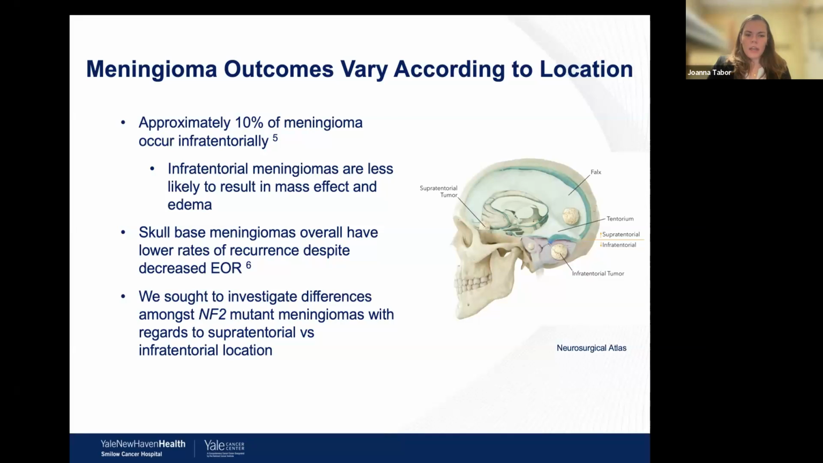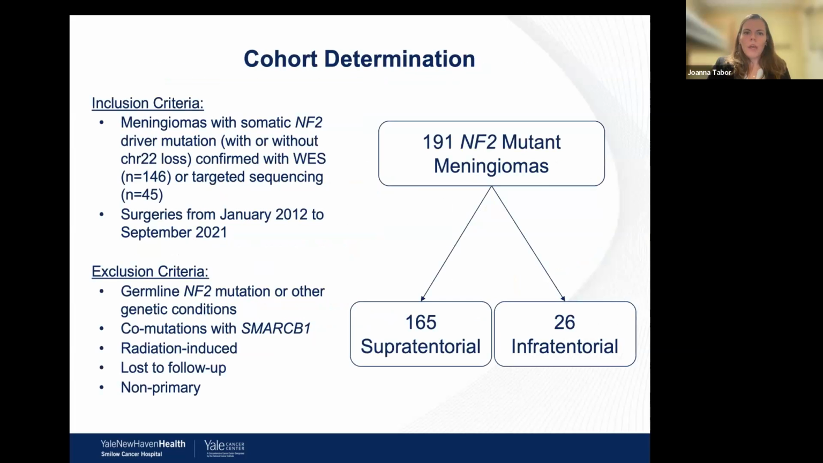So what we wanted to look at was whether these NF2 mutant meningiomas, which are really known to be more aggressive, have any differences in their clinical and genomic behavior when looking at their location relative to the tentorium. So our cohort consisted of 191 NF2 mutant meningiomas. We included those that had whole exome sequencing or targeted sequencing showing a somatic NF2 driver mutation from surgeries from January 2012 to September 2021.